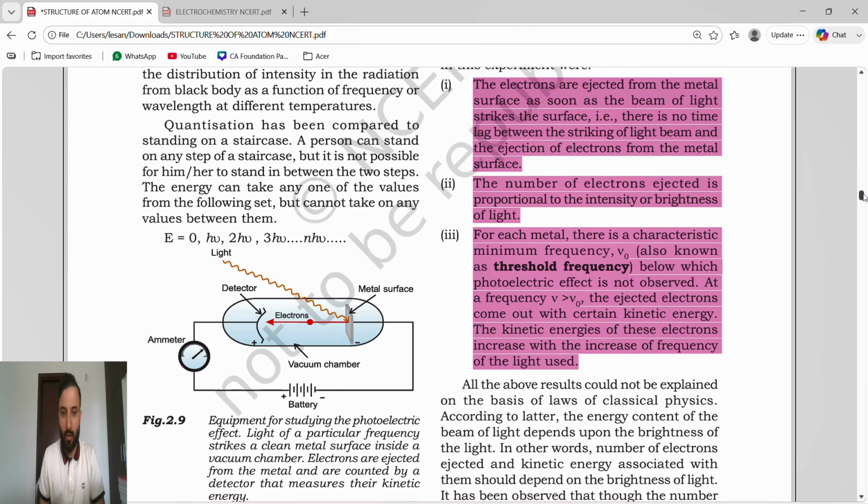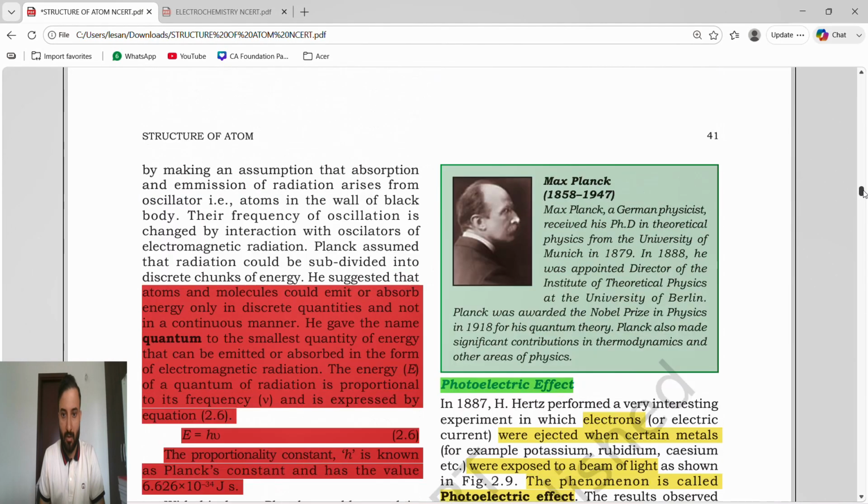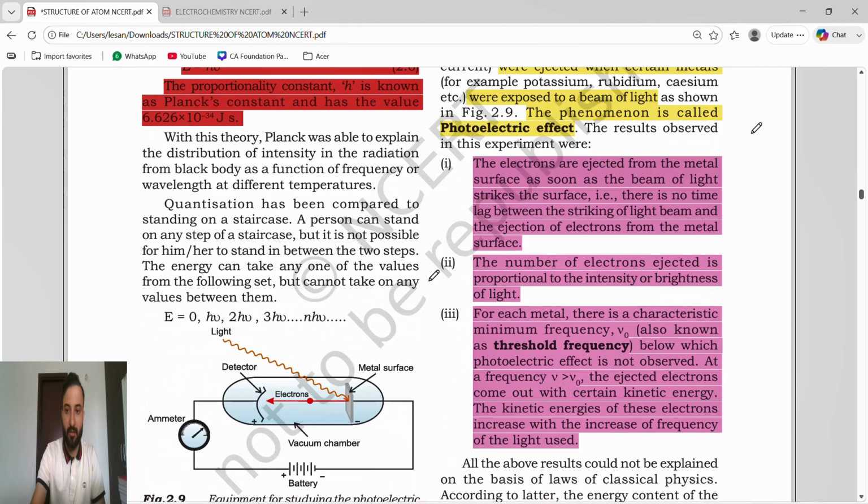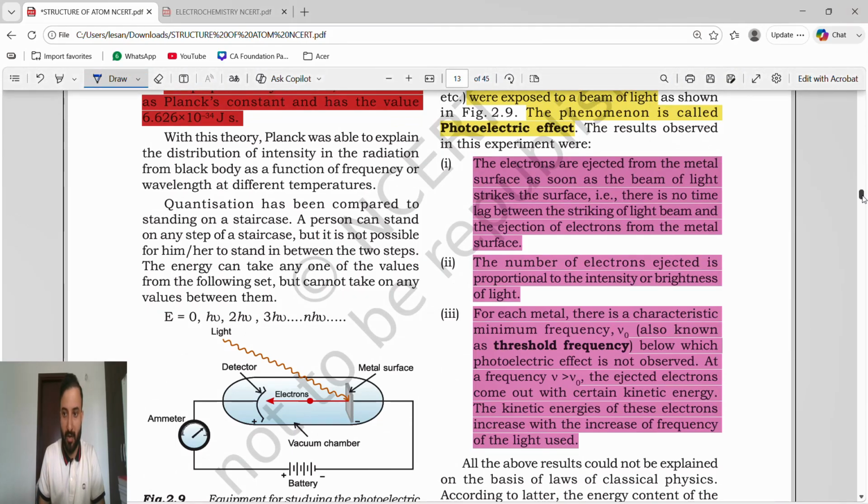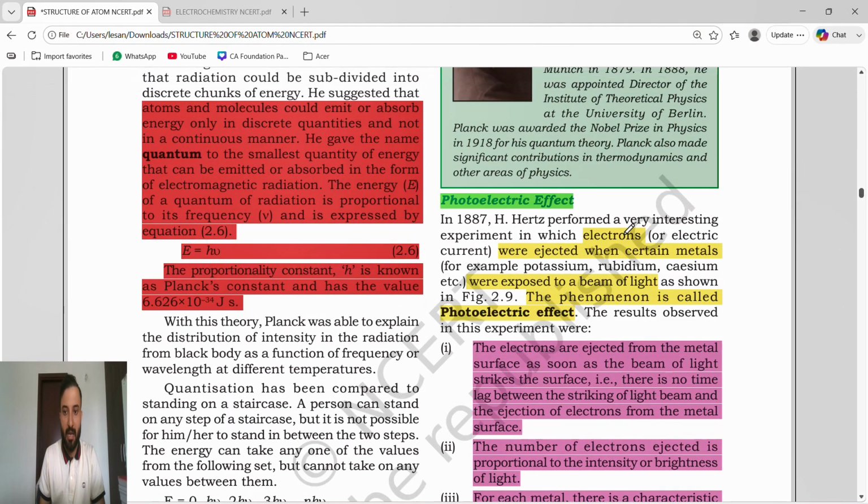Now next we are going to learn about the photoelectric effect. I explained half of the photoelectric effect. Electrons were ejected when certain metals were exposed to a beam of light. I will take the metal and hit it with a ray of light, and electrons will eject. Beam of light means a ray of light I will hit here. So this phenomenon is called the photoelectric effect.